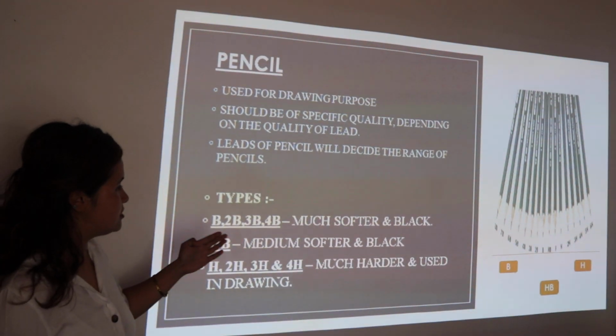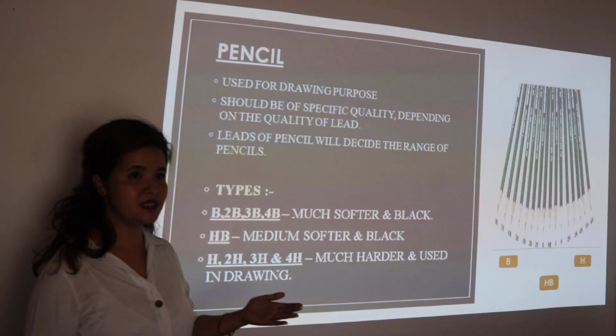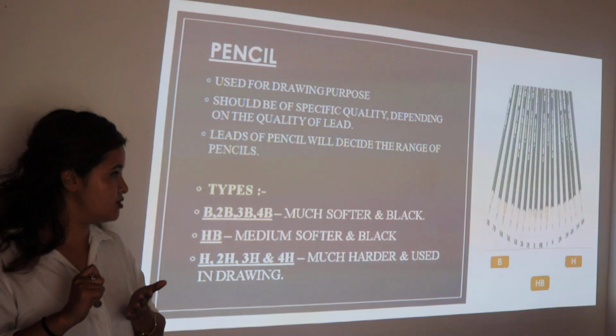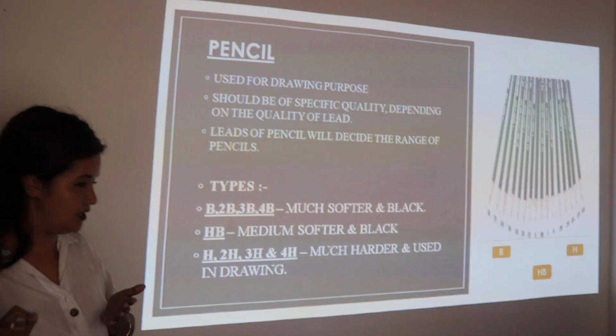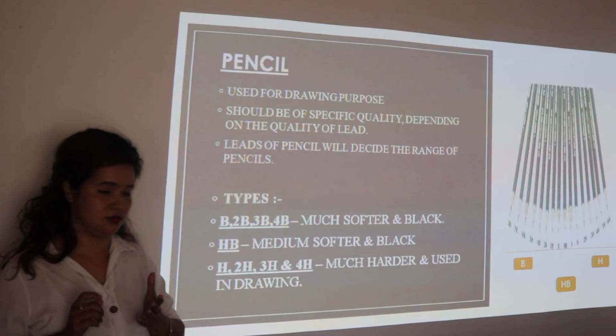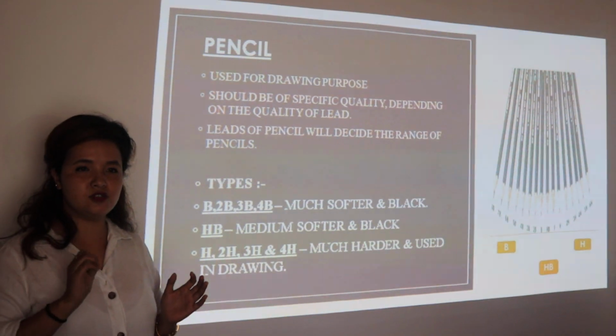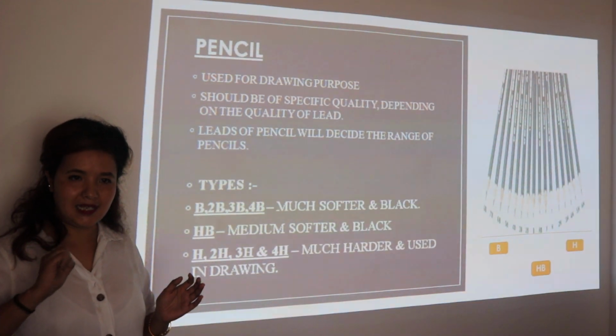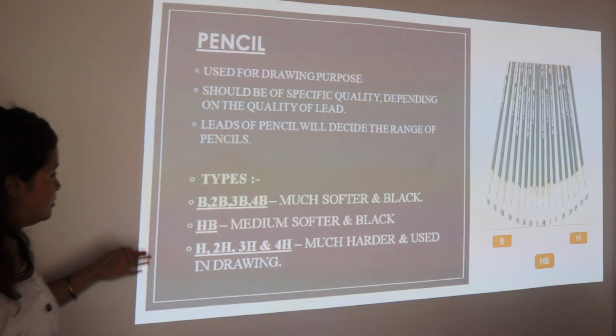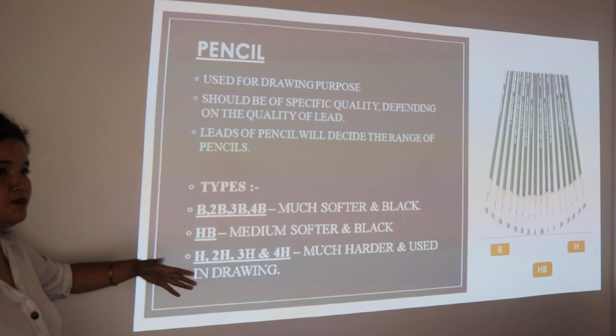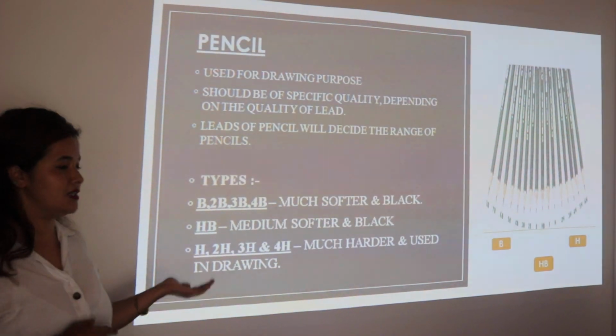It is much softer and black, which means it will give you a very black color when you are drawing. And it's quite soft also. So you should make sure that whenever you are scribbling with B pencil, you do it very light-handed. Now you are going to HB pencil. HB is medium, both medium and soft as well.